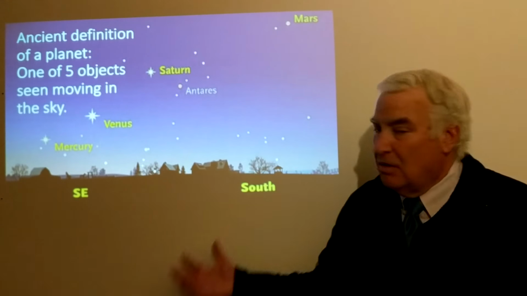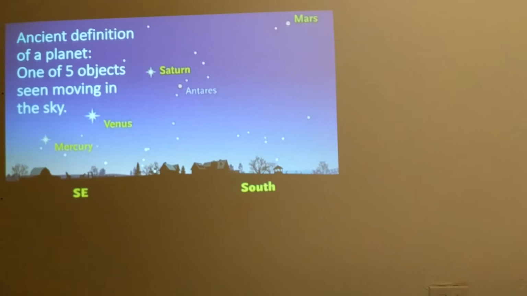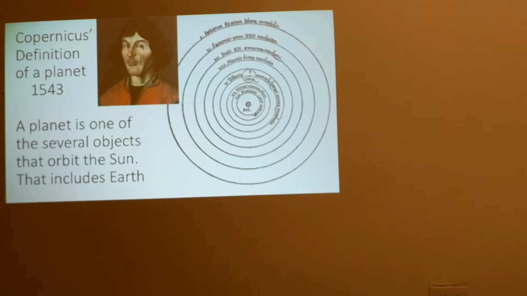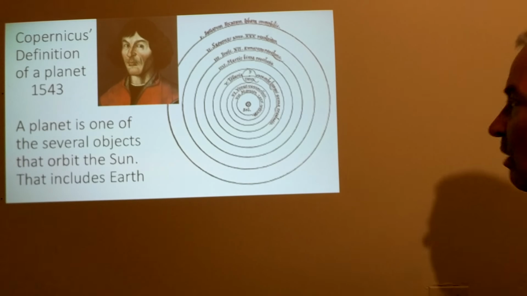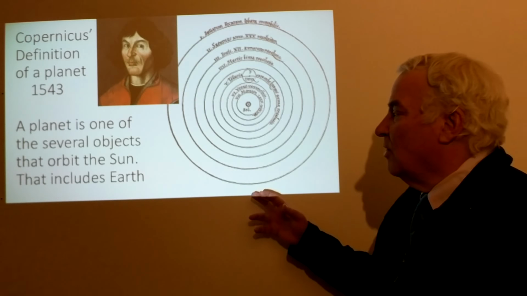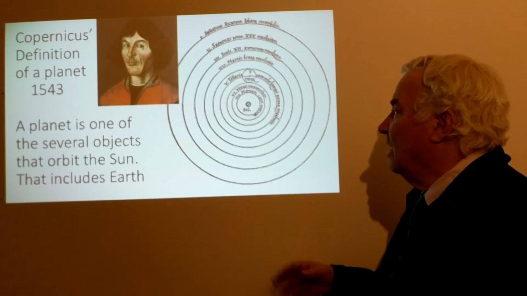What about the subsequent knowledge? The idea of a planet, what we mean by a planet, must change as our knowledge changes. So the reason why we need to have a modern definition of a planet is that our understanding of planets has changed. Copernicus's definition of a planet was simply that a planet is one of several objects that orbit the sun, and that includes the Earth.